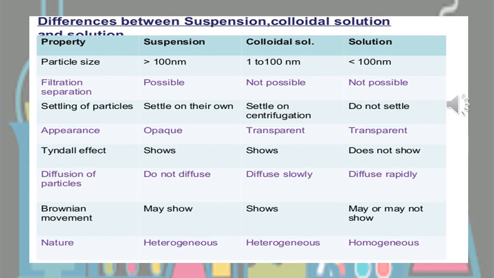First, the particle size of true solution is lesser than 100 nanometer, in colloidal solution it is 1 to 100 nanometer, and in suspension it is greater than 100 nanometer. So in true solution lesser than 100 nanometer, colloidal 1 to 100 nanometer, and in suspension greater than 100 nanometer.